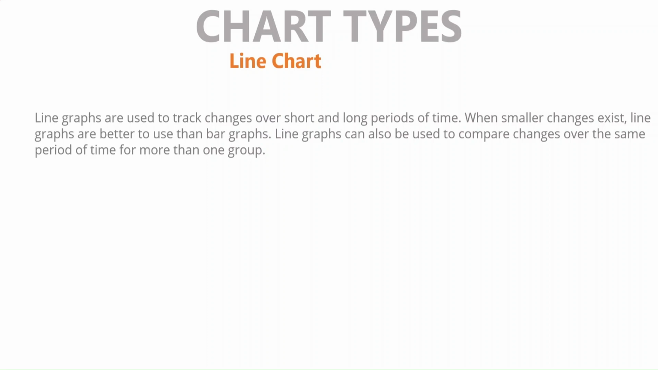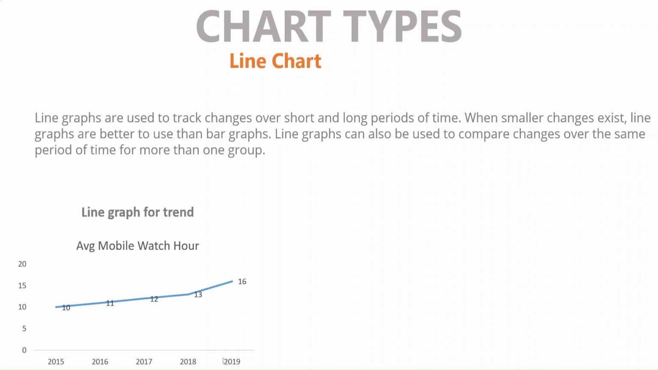Over the short and long periods of time. Whenever there is some time period, we should go for a line chart, right? So this is how your line graph looks. For example, if we want to see the average mobile watch hours for different years, we need to use a line chart. It actually gives you the trend.